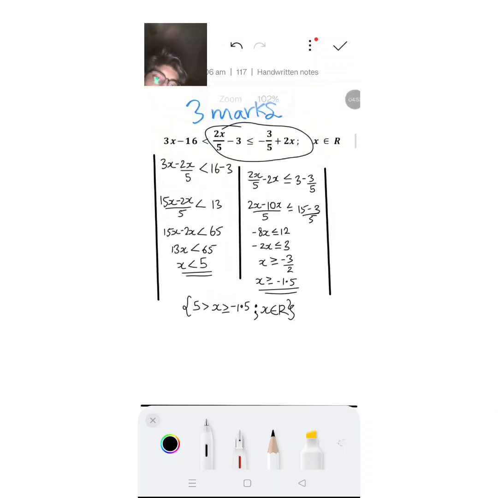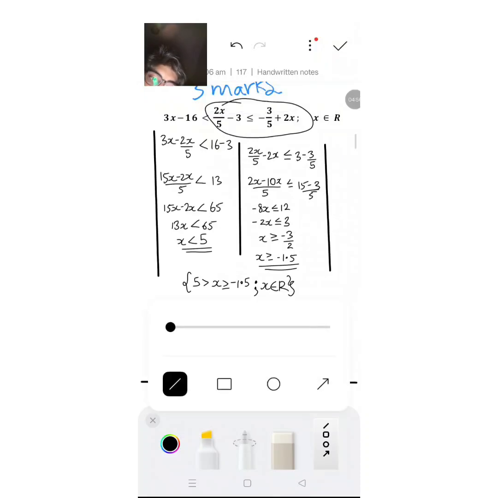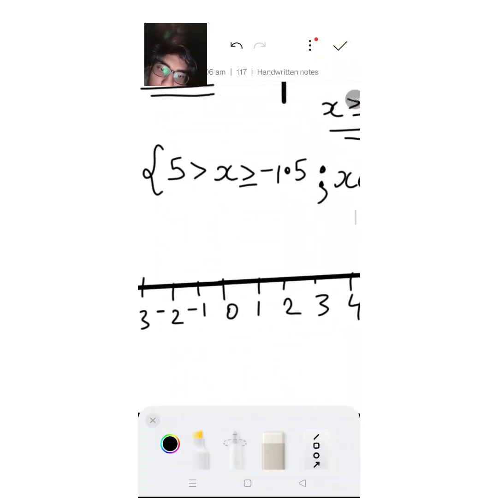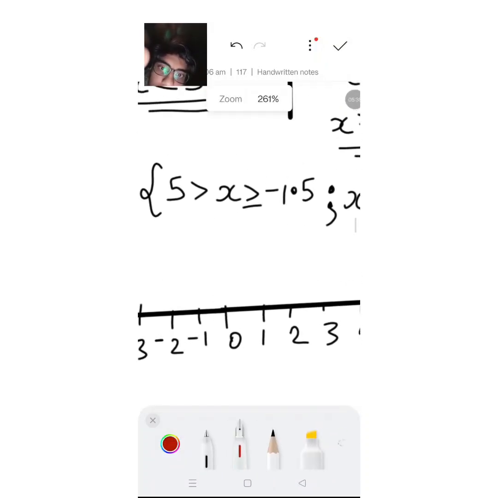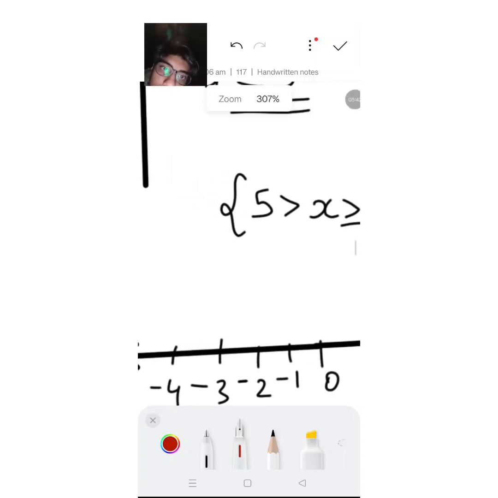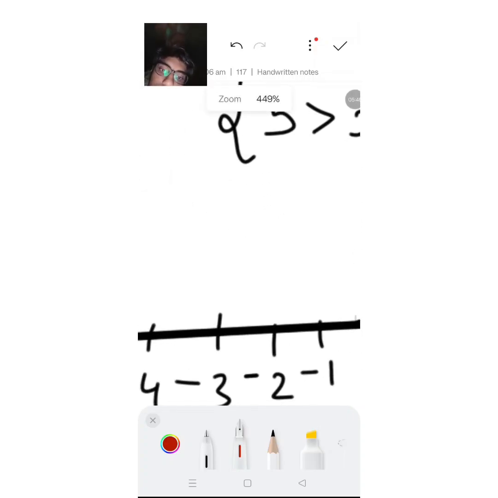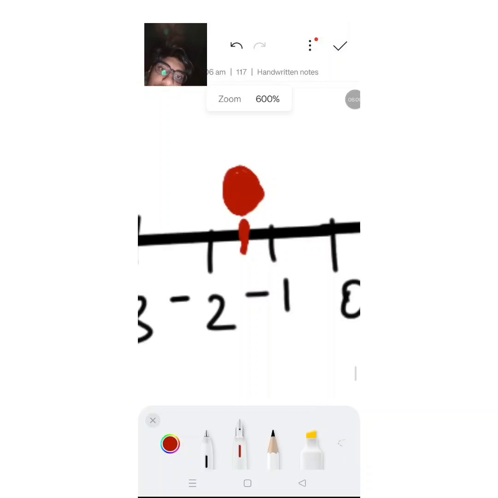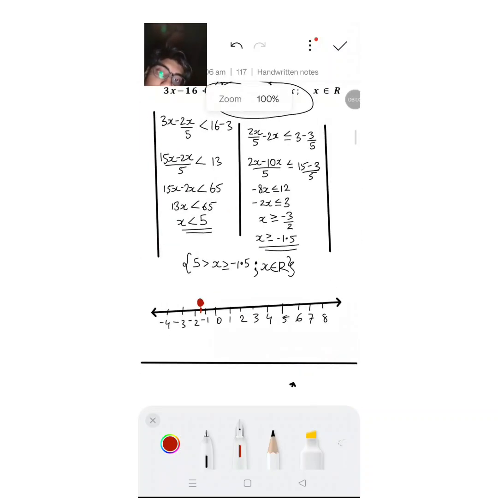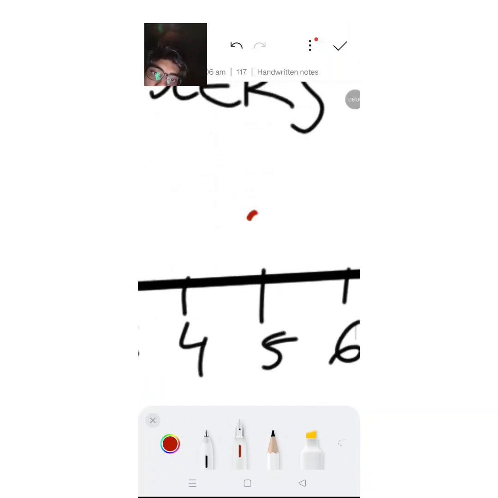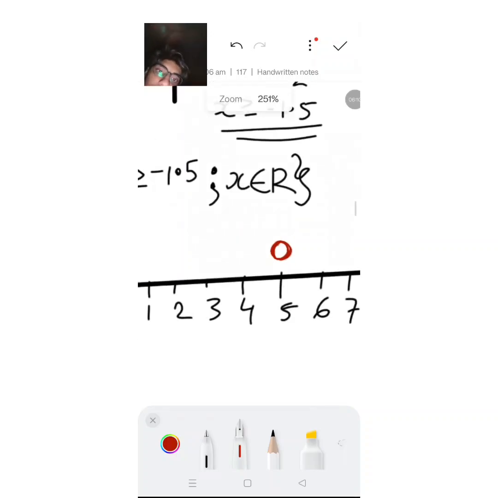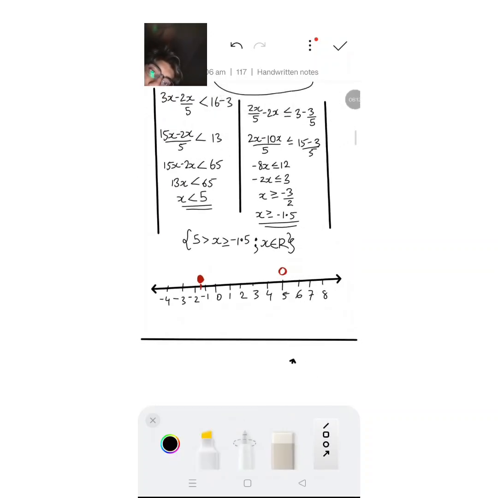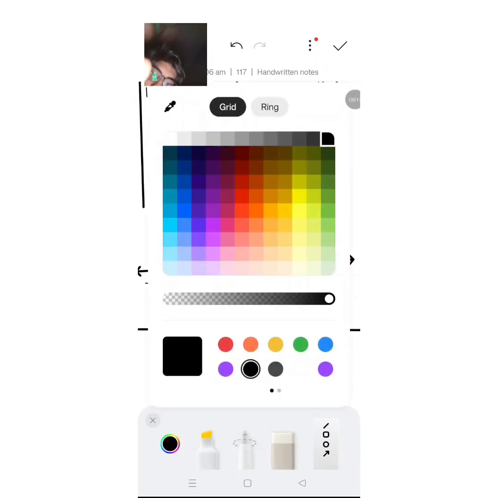Plotting it is the easy part actually. As long as you've gotten this right, you can plot it. So x is greater than or equal to negative 1.5, so you take this and shade the circle properly because it includes it. But since x is less than 5, we circle 5 but we don't shade it because it doesn't really belong in the solution.